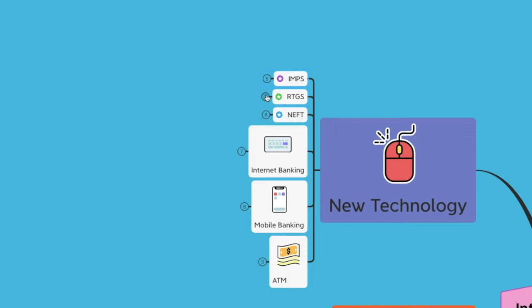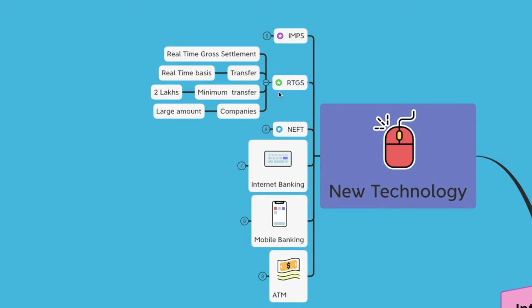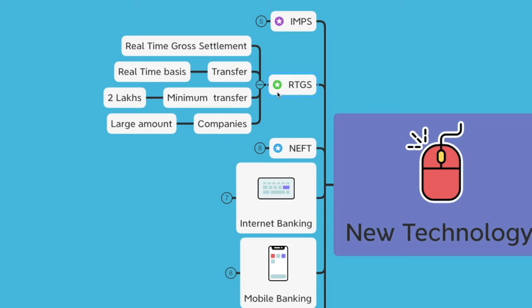Second technology is RTGS. That is Real-Time Gross Settlement. Basically, what happens here is when you're transferring money from one account to the other, it happens in real time. So it happens very quickly. And the minimum transfer is 2 lakh rupees. Remember, IMPS minimum is 1 rupee to maximum of 2 lakh rupees. Here the minimum transfer is 2 lakh rupees and it goes on. This is used mainly by companies to send large amounts of money.